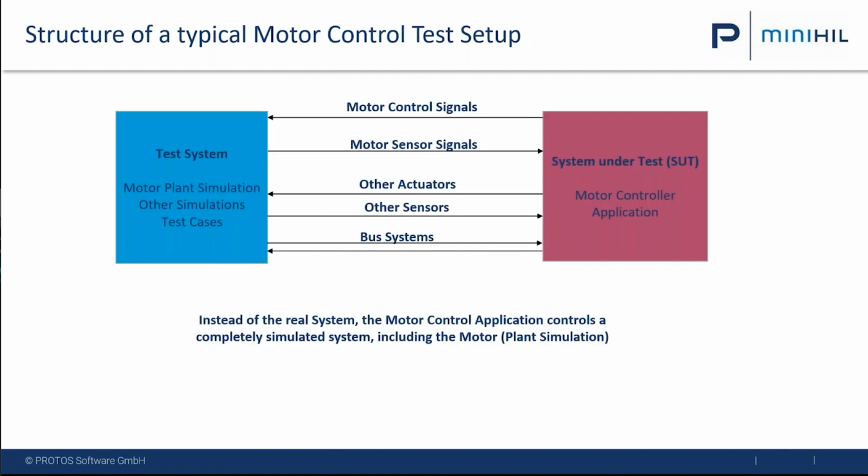A typical motor controller produces the motor control signals into one direction. So on the right, you see the motor controller application, so the system under test. On the left, the test system with your plant simulation, with other simulations and the test cases. The system under test produces motor control signals. In the other direction, the simulation produces the sensor signals.